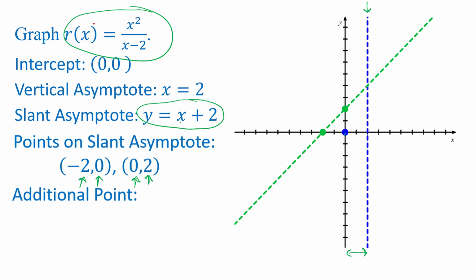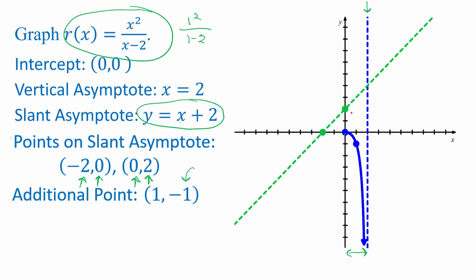So for an additional point to plot, let's let x be equal to 1 here, and then we would have 1 squared over 1 minus 2. That would give us a y-coordinate here of -1. And so I'm going to plot the point (1, -1). Then we can see to the right of the x-intercept, until we get up to the vertical asymptote of x equals 2, the graph is below the x-axis, approaching that vertical asymptote.